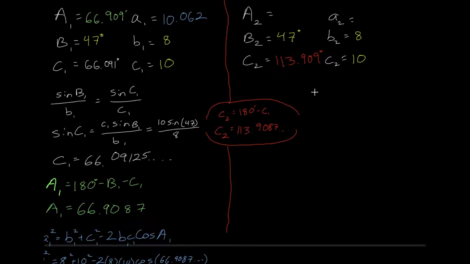We'll use the same idea of 180 degrees minus B2 minus C2 is equivalent to angle A2. So 180 degrees minus 47 minus the 113 gives us angle A of 19.09125 and so on. So there is my angle A2, 19.091 degrees.